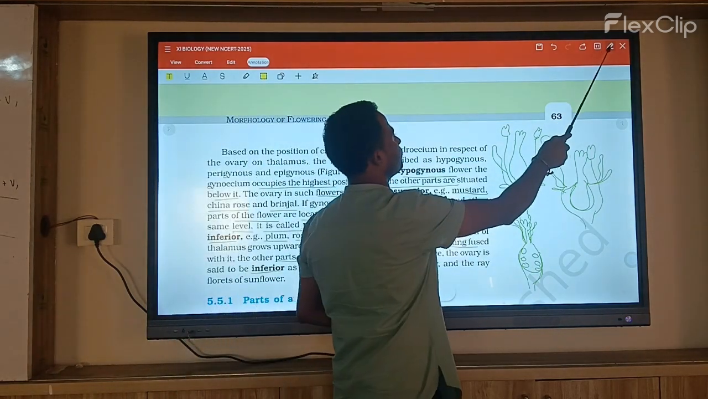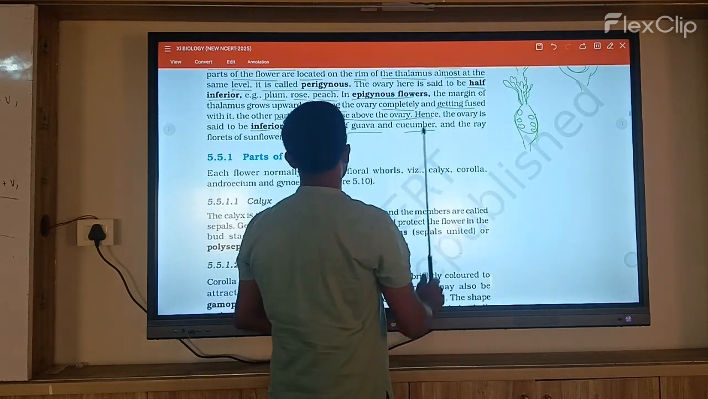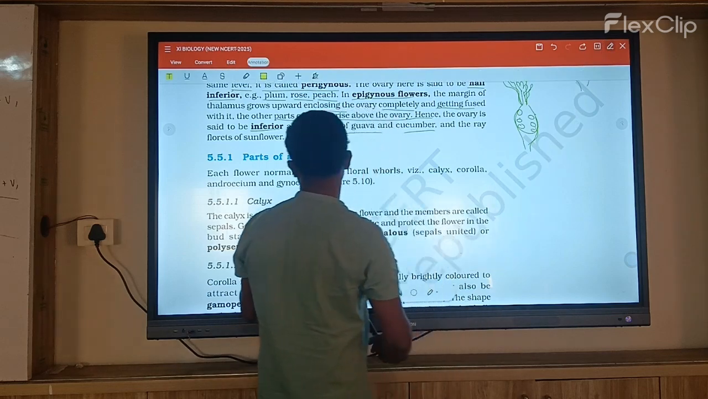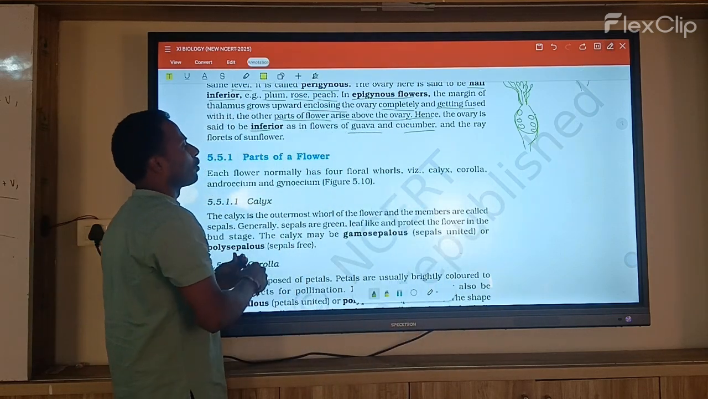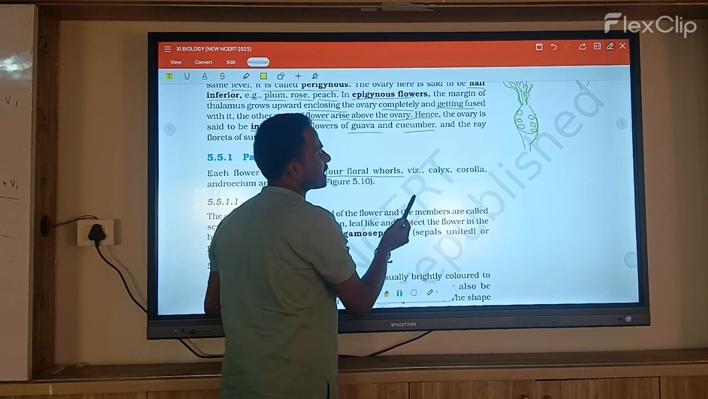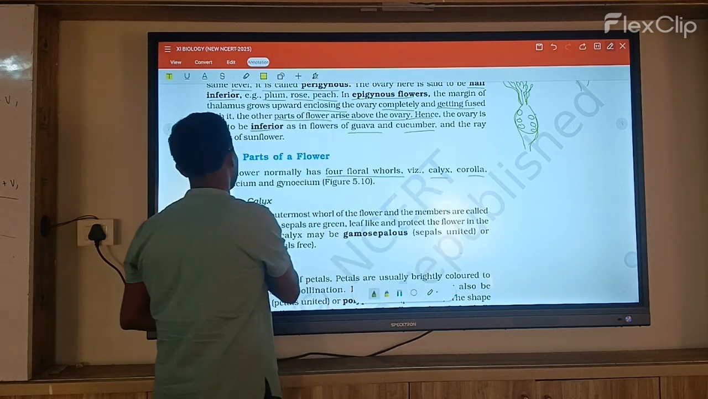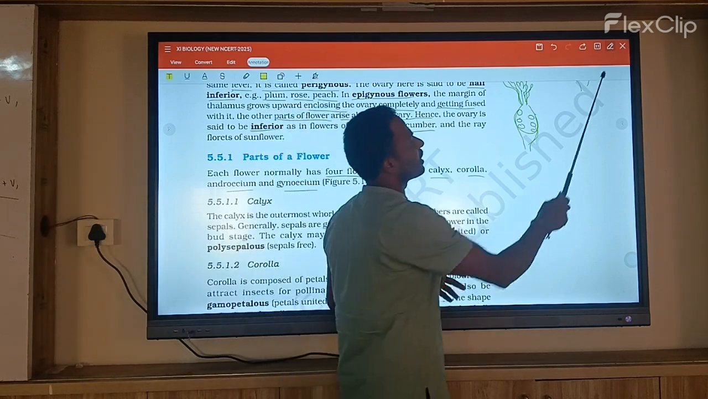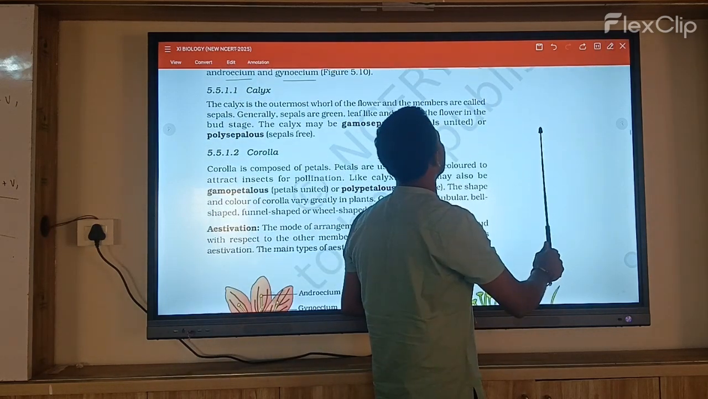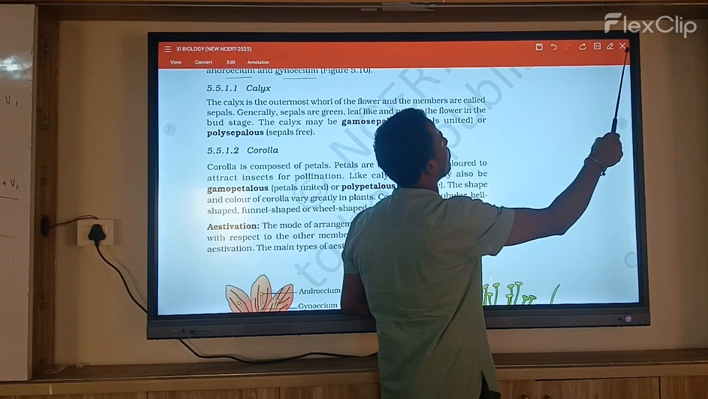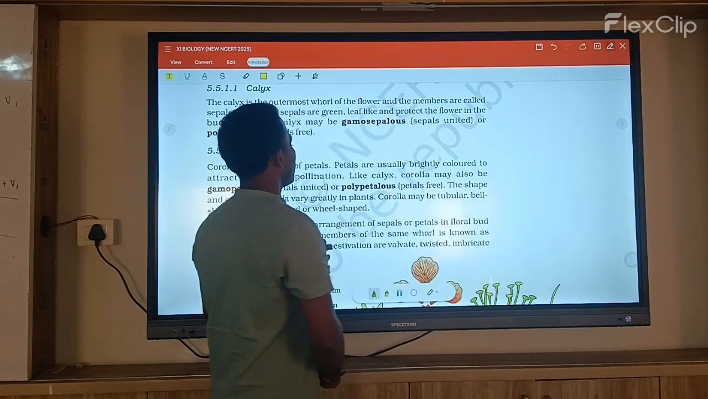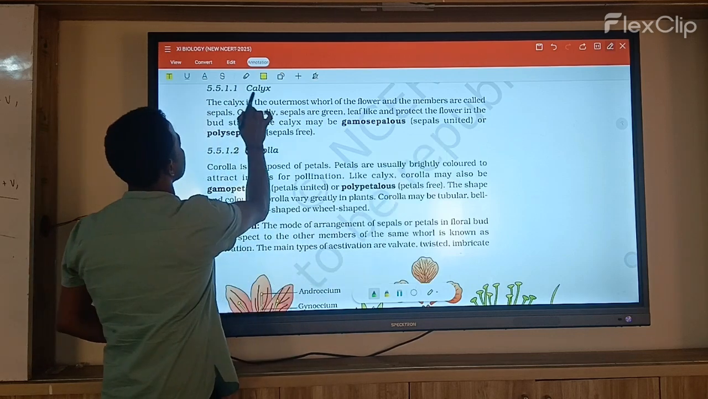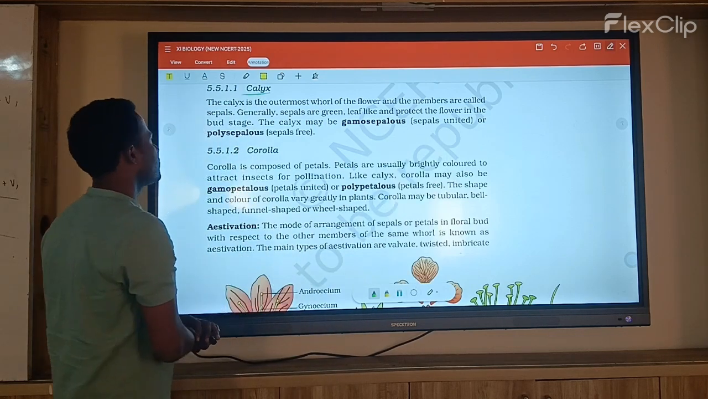Okay, next, the parts of the flower. Each flower normally has 4 floral whorls: calyx, corolla, androecium and gynoecium. As already mentioned, a flower consists of 4 parts: calyx, corolla, androecium and gynoecium. The first part we are going to discuss is the calyx.